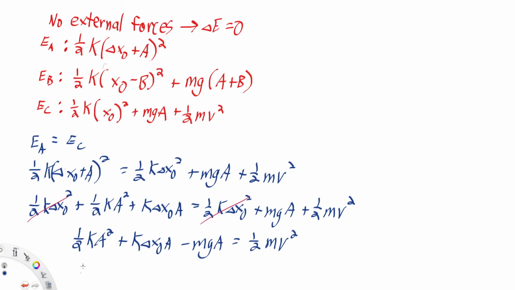So here we have omega squared a squared plus 2 omega squared delta x 0a minus 2ga. Square root of this whole thing, that should give us v.